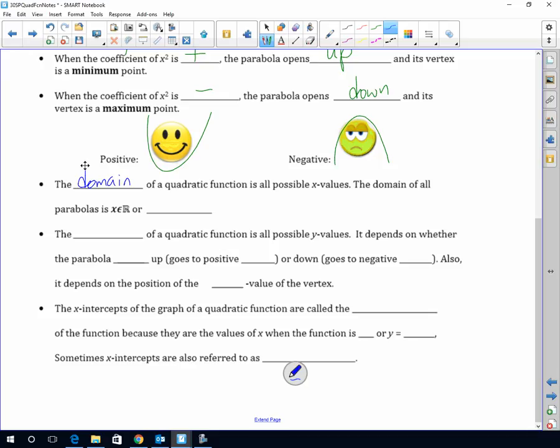The blank of a quadratic is all possible y values. So what am I talking about there? Range. Now, the range is not all y values, it's all possible y values. So it depends whether the parabola opens up, and if it opens up, it's a minimum to infinity. If it opens down, it would be negative infinity to the maximum.